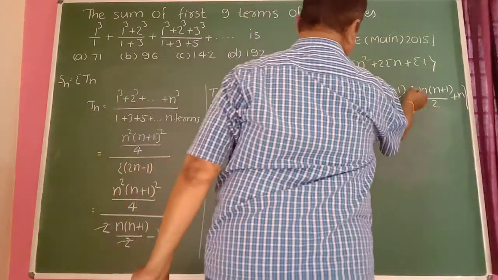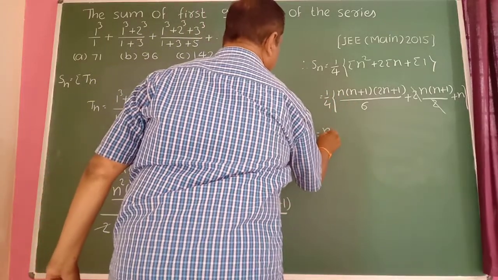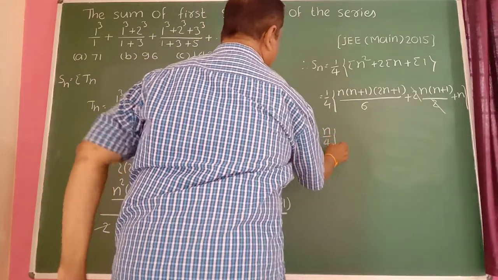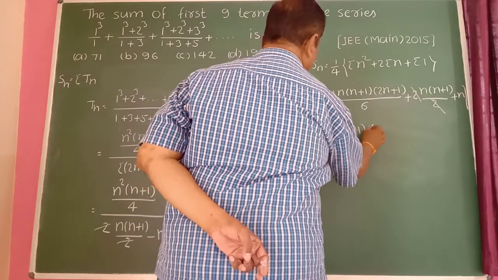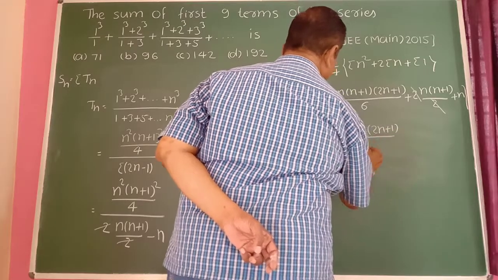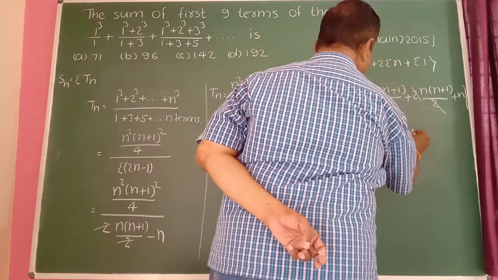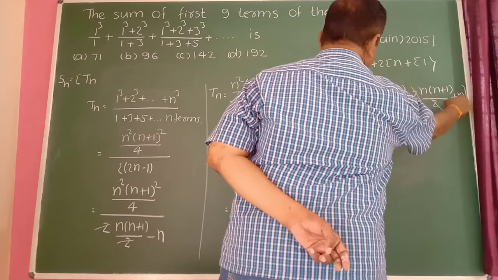Therefore this 2 and this 2 get cancelled. n is the common factor. So n divided by 4 into bracket, n plus 1 into 2n plus 1 divided by 6, then plus n plus 1, and then plus 1 here.